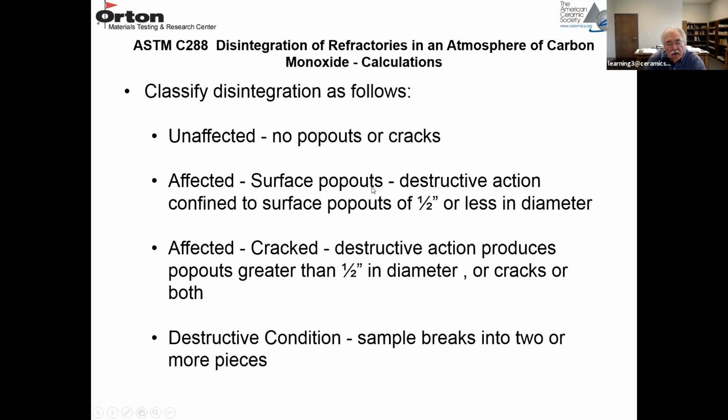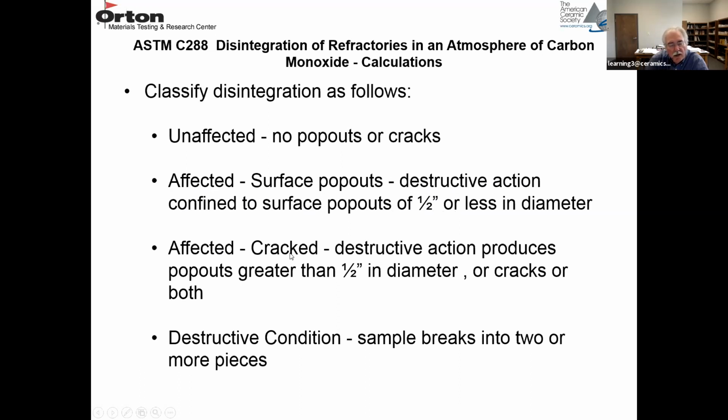If you develop pockets of carbon, deposits of carbon, you may develop some surface pop-outs. So that's called affected. So the destructive action is confined to just surface pop-outs, and they're usually a ½ inch or less in diameter. So you'll see little pieces of the refractory popping off, and underneath that little piece that pops off, you'll see a black carbon deposit. This is affected, surface pop-outs.